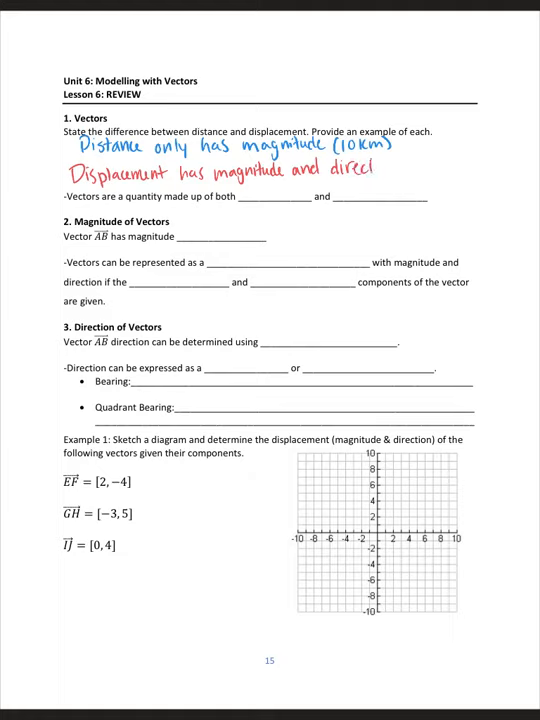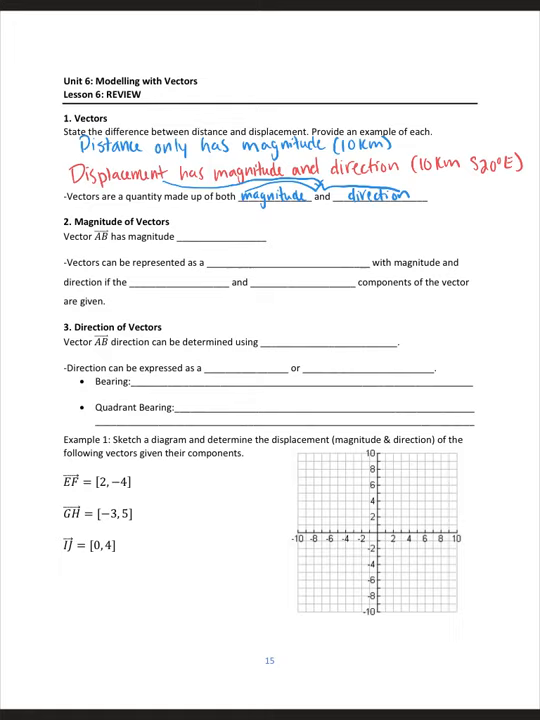So if I wanted to use that same example of 10 kilometers, I might say that we're traveling 10 kilometers south 20 degrees east, right? So we'll get into those bearing measurements, but that gives us magnitude and it gives us direction. So vectors are a quantity made up of both of those things, made up of magnitude and direction. So essentially, vectors measure the displacement of something, right? Because displacement is both magnitude and direction, and that's what vectors are a quantity of.